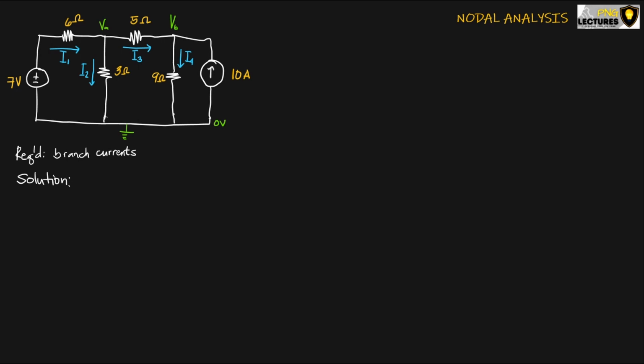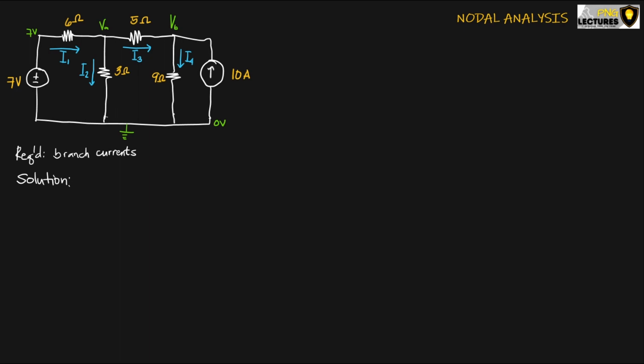We have not considered the node between the 7-volt and the 6 ohm because we can readily solve that by considering the 7-volt source being connected to it and the ground. Therefore, that particular node has a 7-volt potential. Now that we have identified our non-reference nodes, we have 2 variables here, the VA and the VB. Therefore, we will be needing 2 equations.